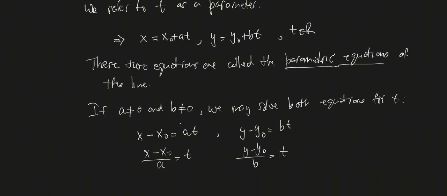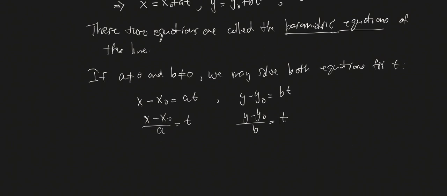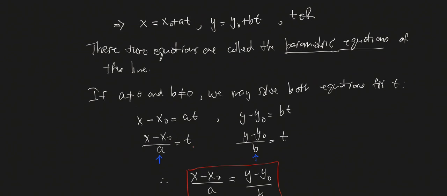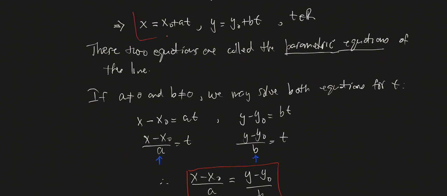So what does this mean? It means that this expression here must be equal to this expression here. So we get that x minus x0 over a must be equal to y minus y0 over b. And this is another form of the equation of a line. Let me go ahead and box this off. Did I box the parametric equations? Oh, there they are. Let me box these off as well.